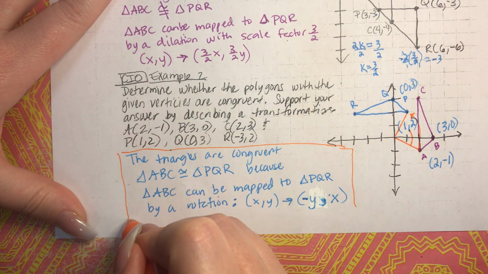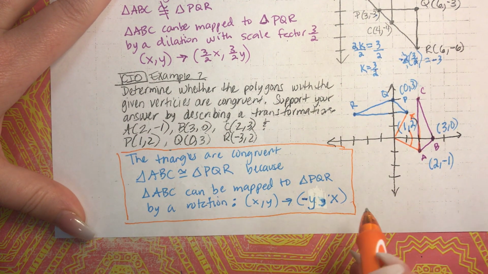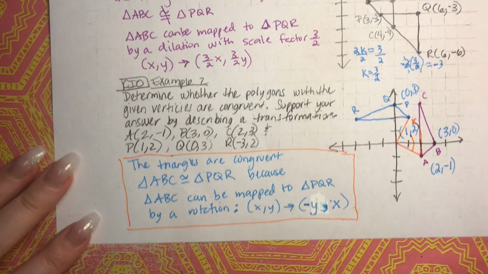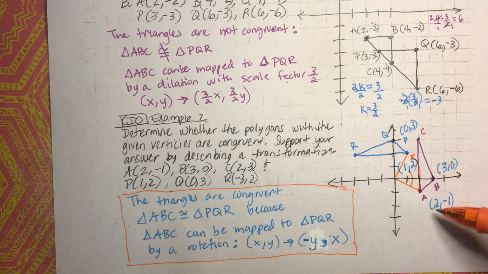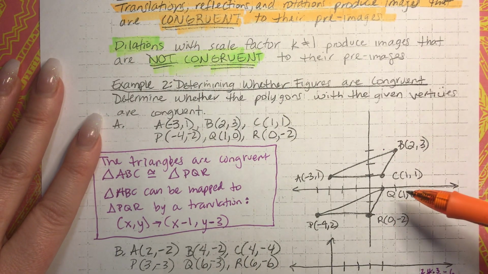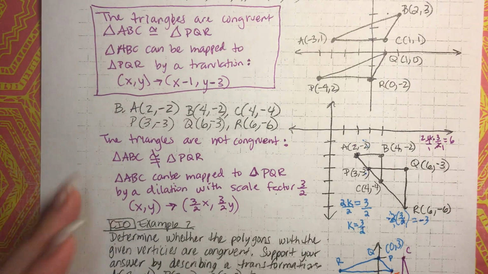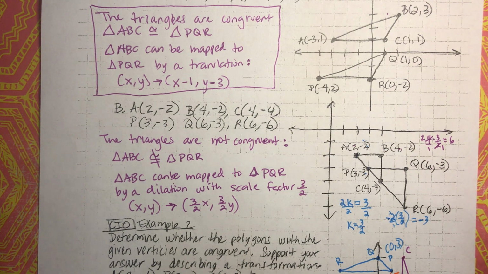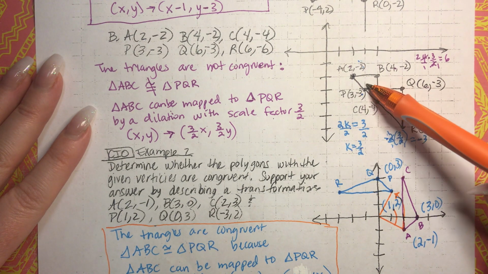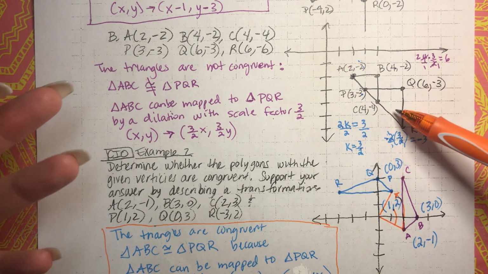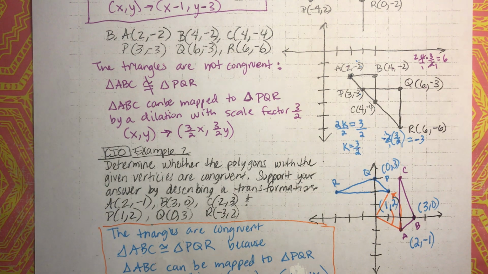So this is how, for these problems, you show your work, and that's the response you would write to answer the question whether the two triangles are congruent. Yes, they're congruent because they're a rotation. They would be congruent if we had a translation, and also a reflection. However, if a shape changes size and becomes bigger or smaller, it's a dilation, and the figures are not congruent. All right, that's it for example 2.